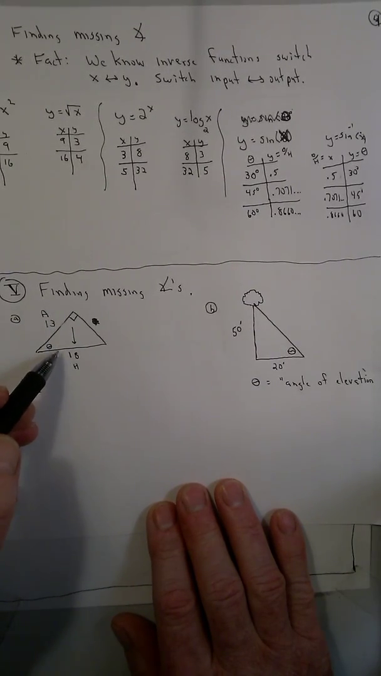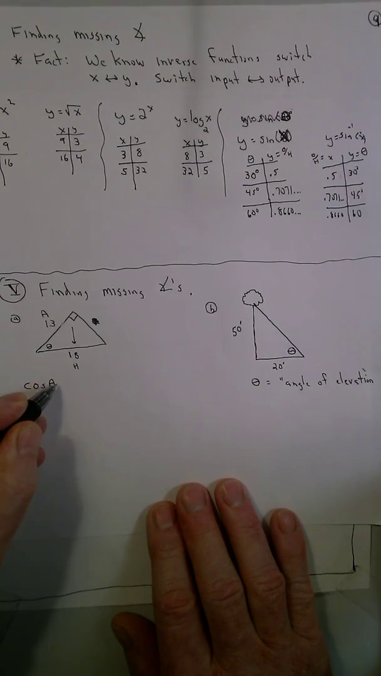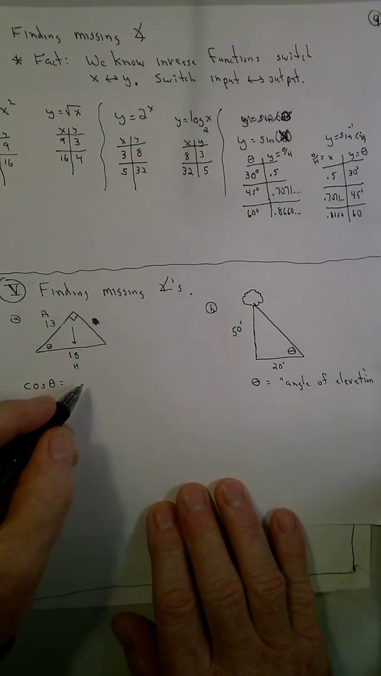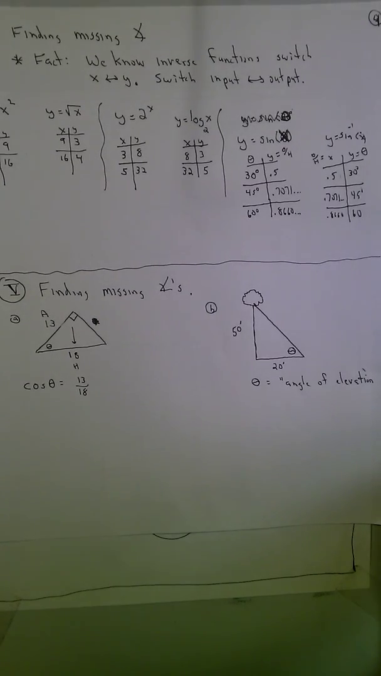So, CAH, there it is, TOA. So the cosine of the angle has to give me the fraction adjacent over hypotenuse, 13 over 18. Okay. I'm looking for that angle. So what I have to do is undo this function. I have to do the inverse.